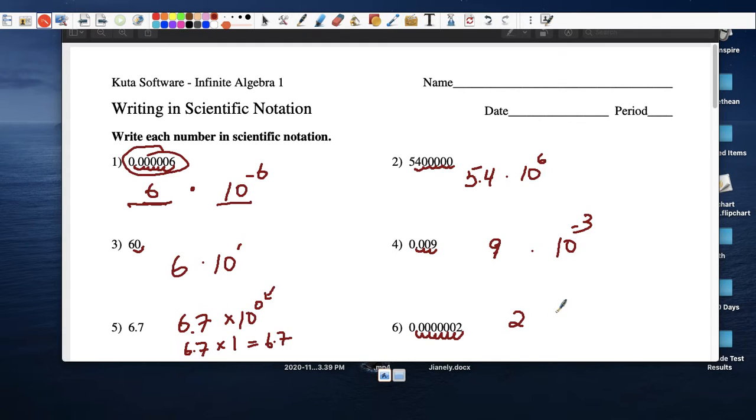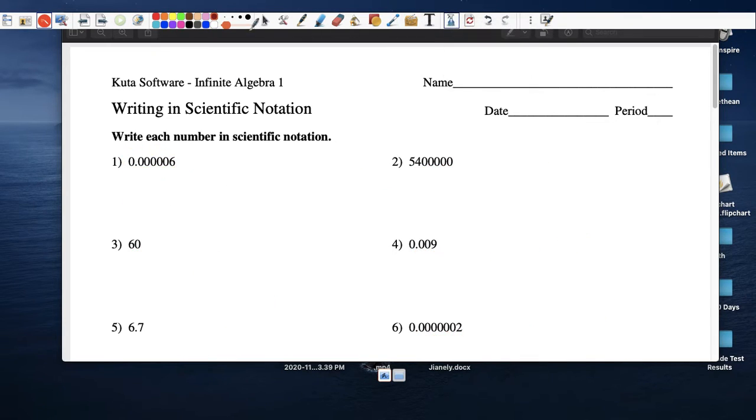So the number of spaces it moved tells us what the exponent is going to be. It's going to be 7, but negative, okay? Because it's a number less than 1.